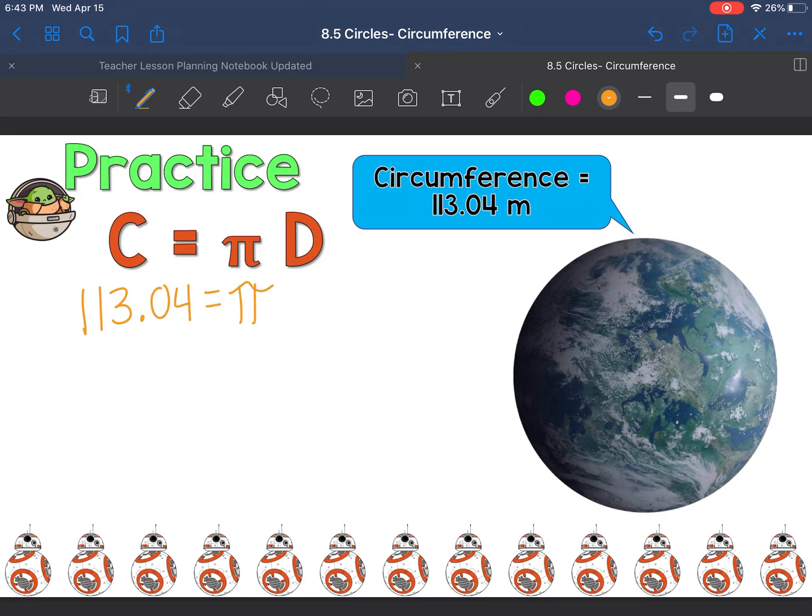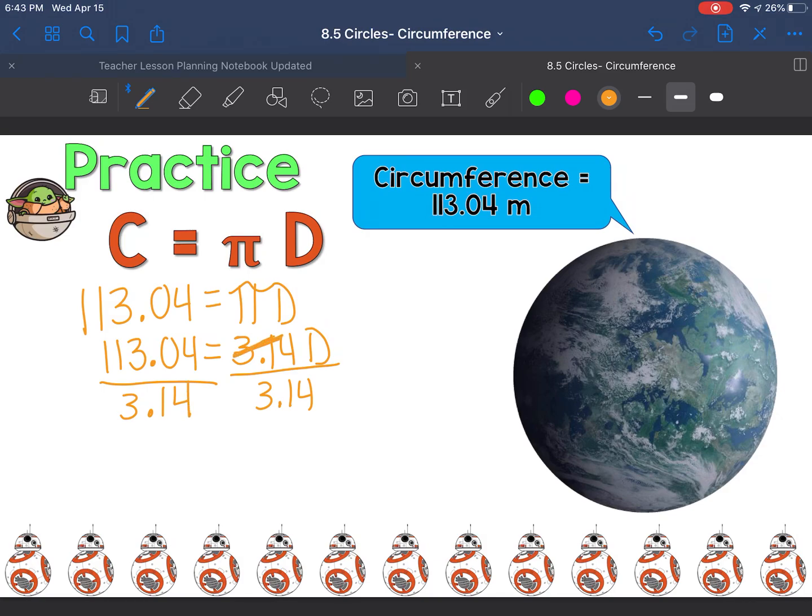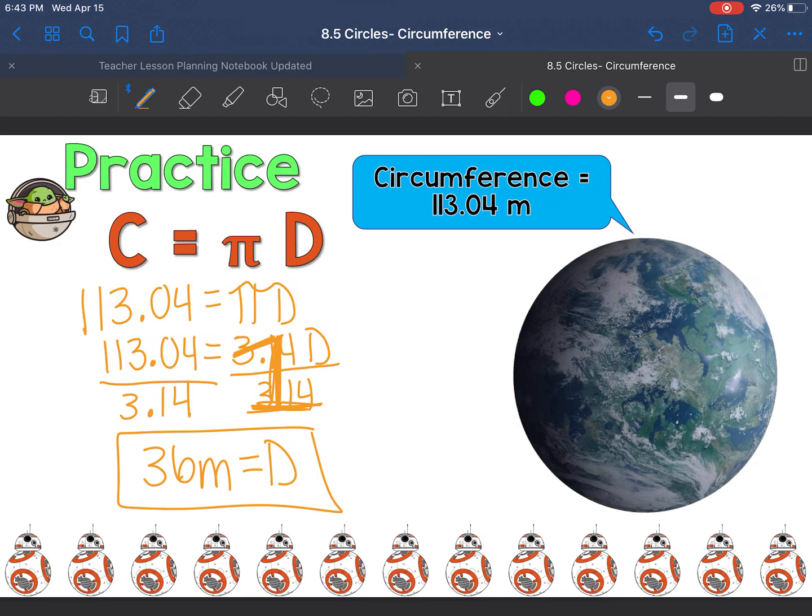So remember, again, I'm going to take my 113.04 and plug it in for my circumference, and that'll give me 113.04 equals pi times diameter. So now I'm going to substitute 3.14 for pi, times my diameter. Just like before, I need to get the diameter by itself. So if I'm multiplying 3.14 by the diameter, I need to divide by 3.14. So I'm going to divide by 3.14 on both sides. 3.14 divided by 3.14 is 1. So that leaves me with my diameter equals 113.04 divided by 3.14, which gives me 36 meters. And that is it, guys.